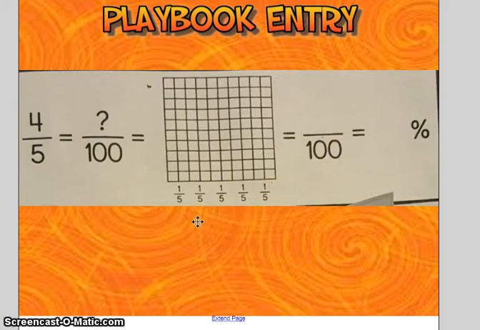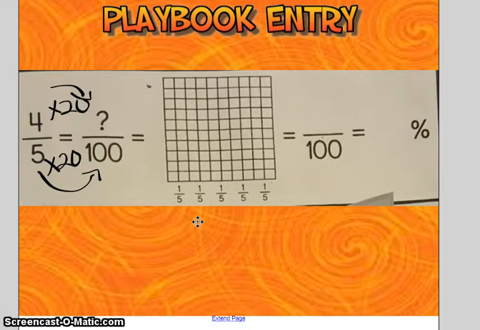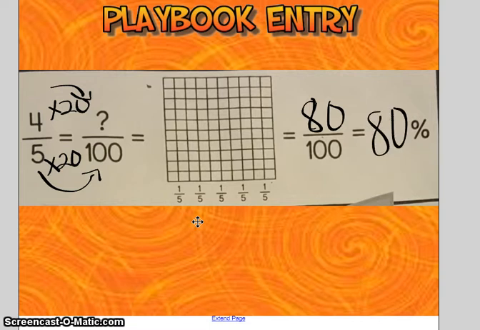So here I have 4 out of 5, or I have 4/5. I'm trying to figure out how I'm going to make it out of 100. So I know that 5 to 100 is times 20. Whatever I do at the top, I have to do at the bottom, and vice versa. So I'm going to multiply by 20, which would give me 80 out of 100, which would give me 80 hundredths, which is 80%.